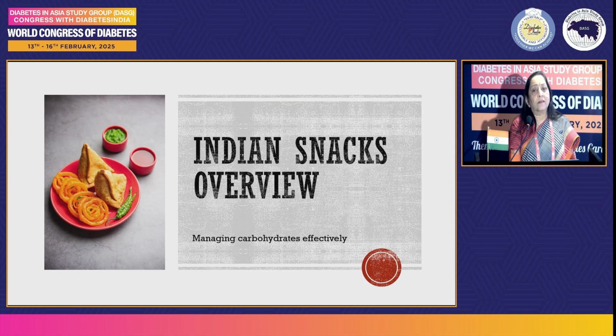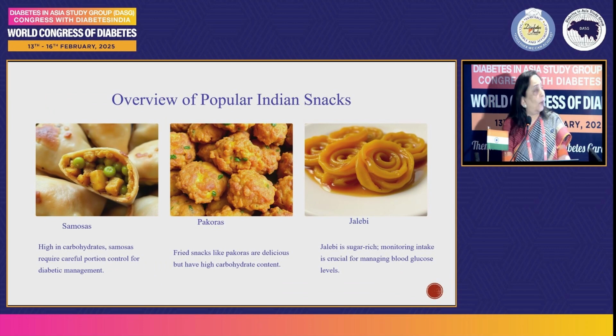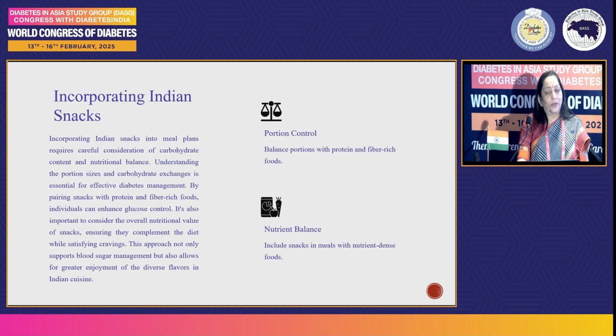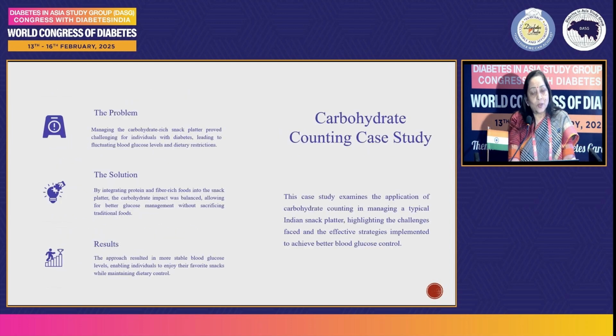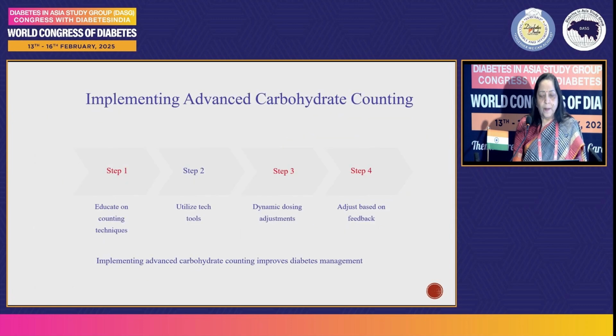And Indian snacks, we have samosa, pakoda, and jalebi, all kinds of carbohydrates plus fat plus protein. Our snacks are very high in calories, carbohydrates and fat. So the problem in carbohydrate counting is that managing carbohydrate-rich snack platters proves challenging for individuals with diabetes, leading to fluctuating blood glucose and dietary patterns. What is the solution? By integrating fiber-rich food to give a break for them. So this is implementing advanced carbohydrate counting.